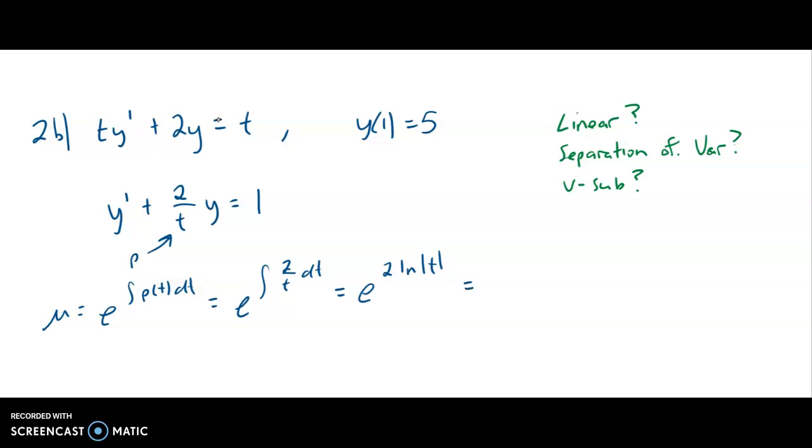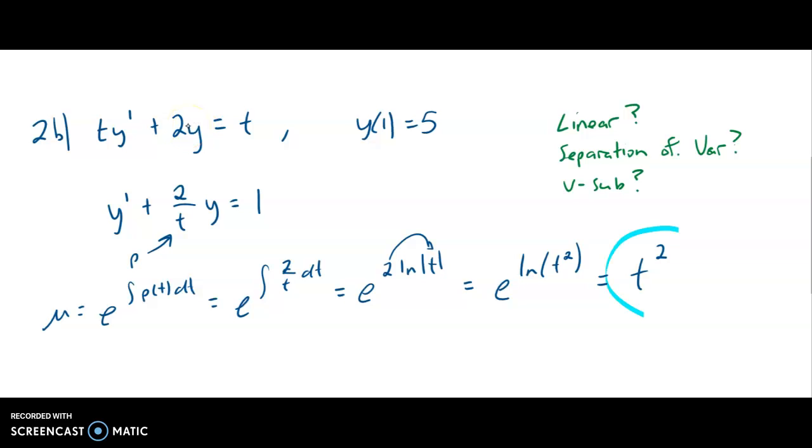Then I'm going to plug it in. So I get e to the ln of t squared. And the absolute values don't matter here, partially because it's a squared, but also because it just doesn't matter as we're doing this e to the. And then from there, the e to the and the ln cancel, and I get a t squared out. So that's going to be my multiplier.